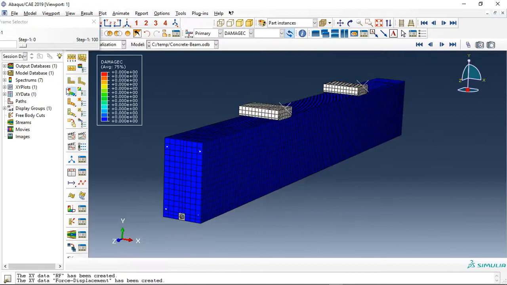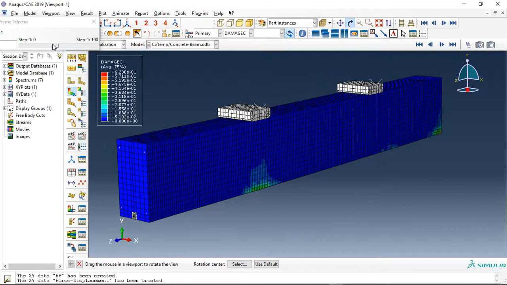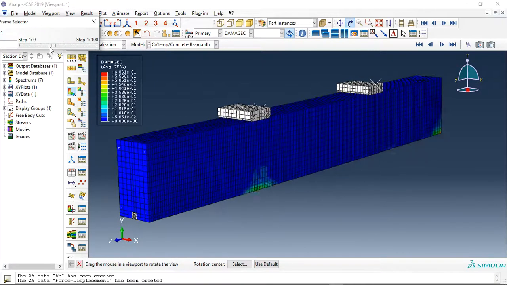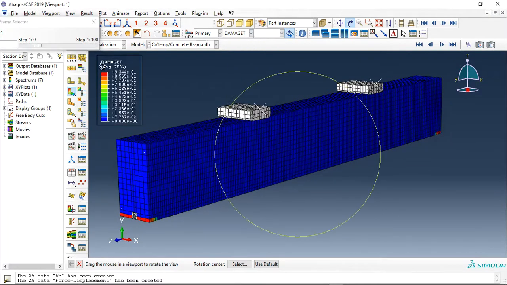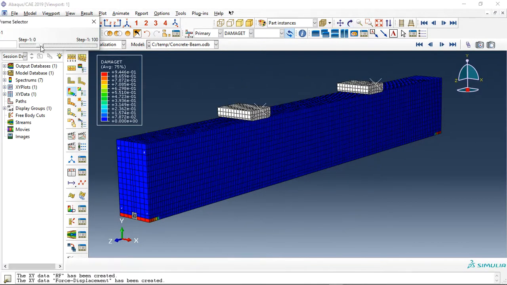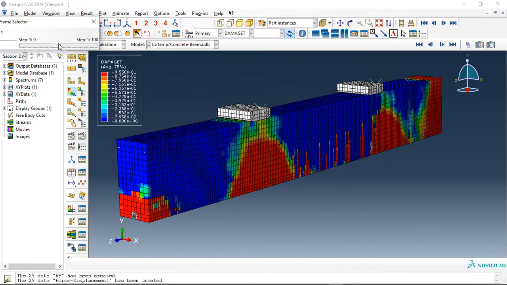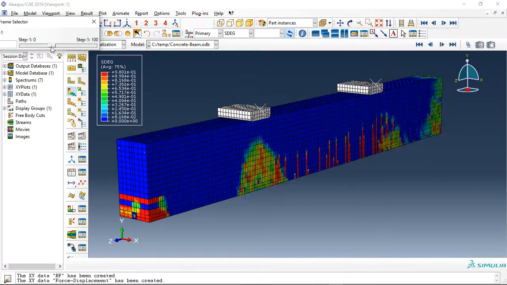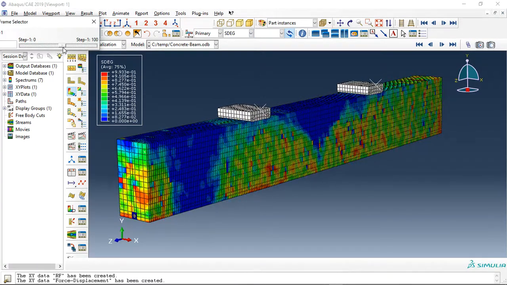So let me check, for instance, the compressive damage. You can see the compressive damage during the analysis. See, this is the compressive damage under the bending. And now let me check the tensile damage. These are the crack growths, and then it is completely failed in tension. And the stiffness degradation, see, this is the stiffness degradation.